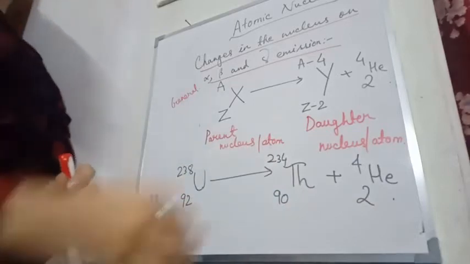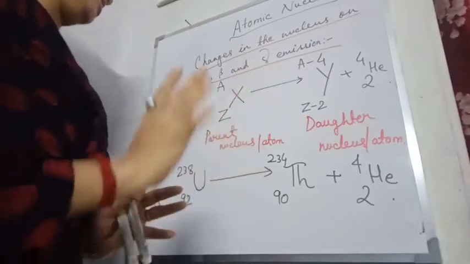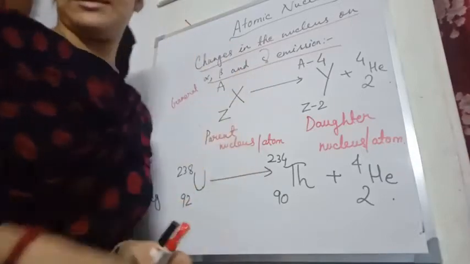Okay, this we have to remember in all the emissions, whether alpha, beta or gamma, we have to balance the mass number and the atomic number on both the sides.